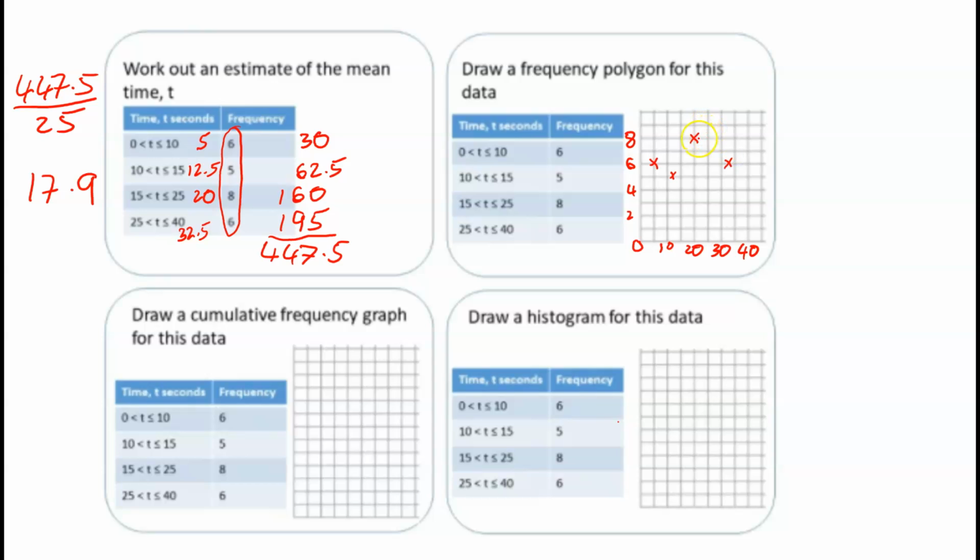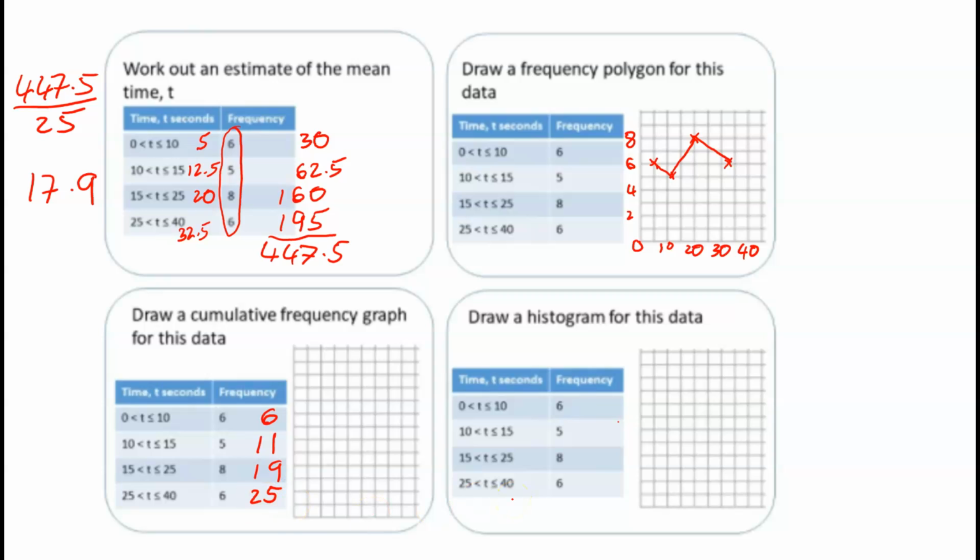And then you join them together with straight lines. Okay, so we're plotted in the middle of the group and joined them together with straight lines. Okay, cumulative frequency curve. Well, this is where you do a running total. So you've got 6, add 5, so we've got 11, add 8 is 19, add 6 is 25.